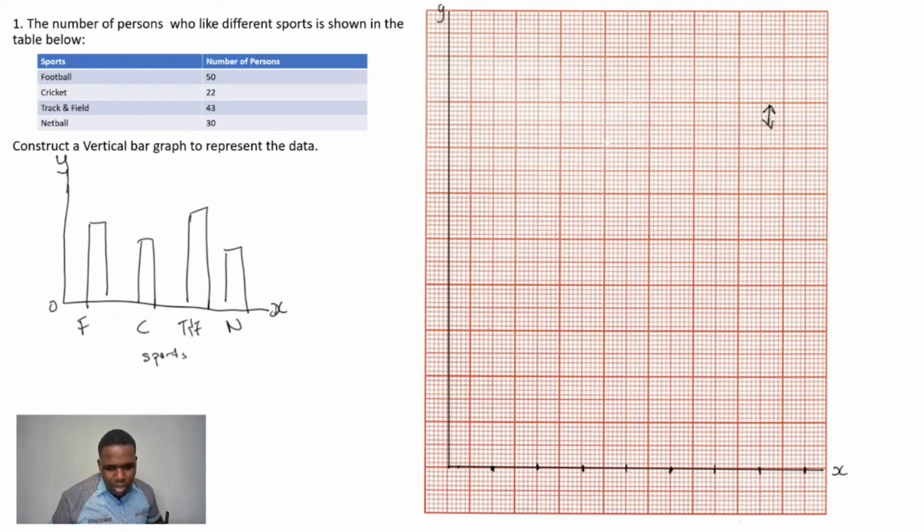So we're just going to go and put in the labels. There we go. We're going to label our axes. So we're finished with our horizontal axis. We're going to go to our vertical axis.